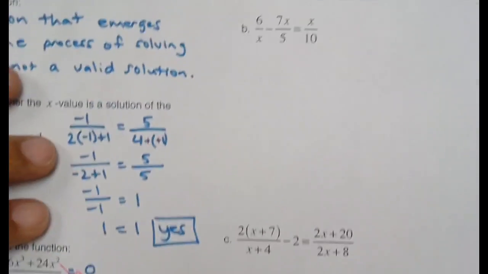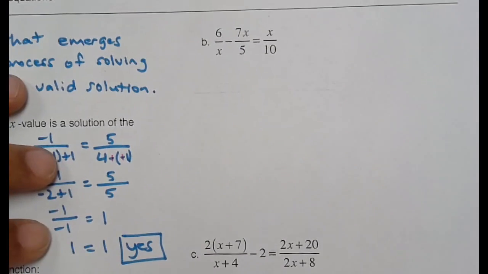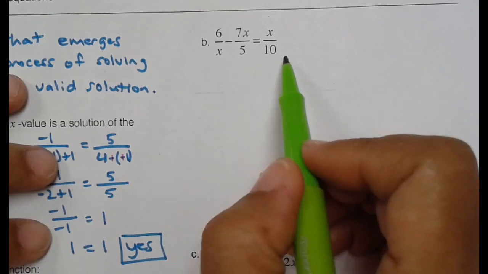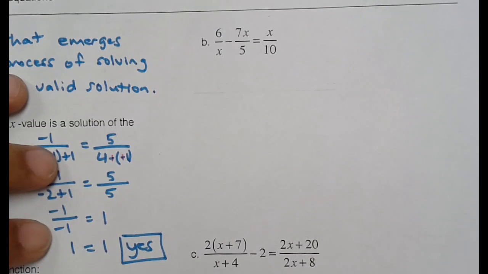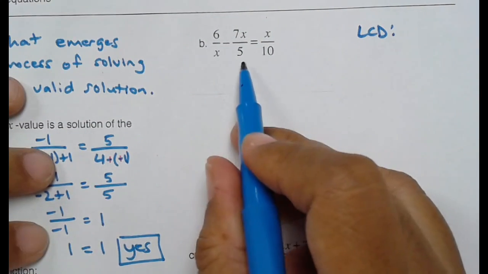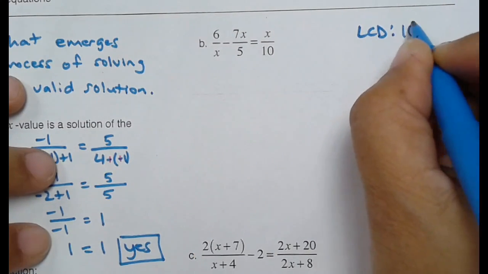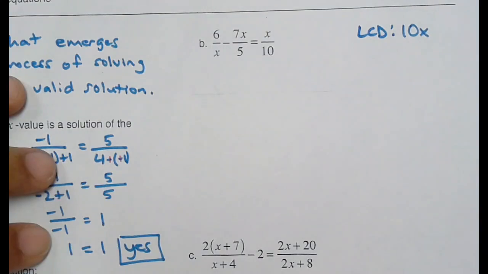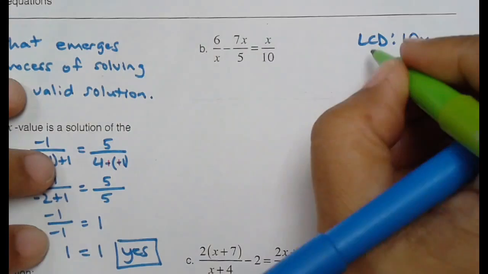All right, let's take a look at this next one. Okay, we have x, 5, and 10. There's no factoring in the denominator, so we're ready to go for the LCD. So let's just look at the numbers first. We have 5 and 10. 5 and 10 can both go into 10, and you still need that x. That's my LCD.